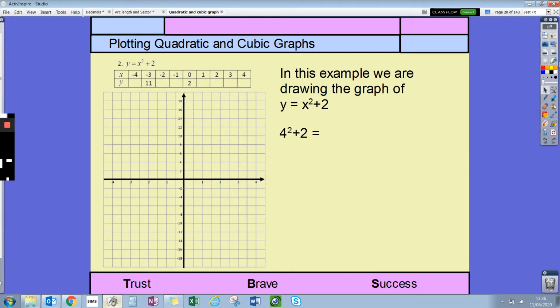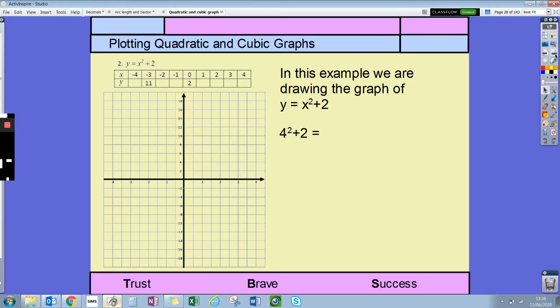Second example we're going to look at is plotting a graph of y equals x squared plus 2. So again, we're going to start this end. We're going to start in the positives until we feel more confident, and then we're going to move into the negatives. So we're doing y equals x squared plus 2. So that means to get our y value, we need to square our x value and then add 2 to it. So we're squaring our x value of 4 and add 2 to it.